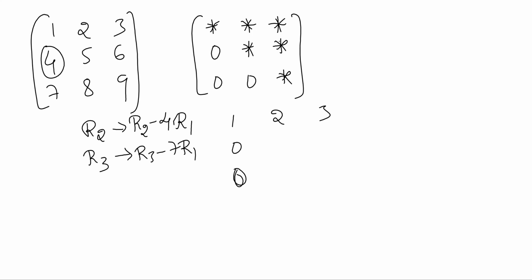So here 5 minus 4 into 2 means it will be 8. 5 minus 8 means it will be minus 3. Now 6 minus 4 into 3 means it will be minus 12. 6 minus 12 means it will be minus 6. Next, coming to third row, 8 minus 7 into 2. That means 14. 8 minus 14 means it will be minus 6. Next, 9, 7 3s are 21. So that means it will become minus 12.